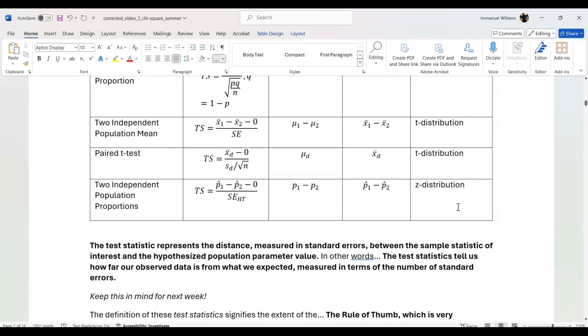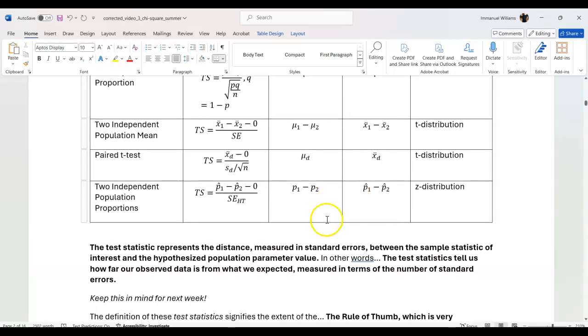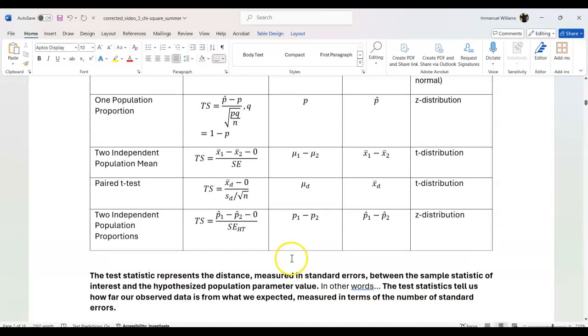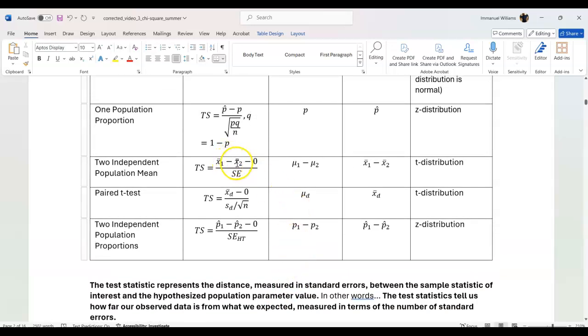The test statistic represents the distance, measured in standard errors, between the sample statistic and the hypothesized population parameter value. So what we're doing is asking: for two independent population means, how far is x bar 1 minus x bar 2 from 0 in units of standard errors? How far is x bar d from 0 in units of standard errors? How far is this difference, p1 hat minus p2 hat, from 0 in units of standard errors?